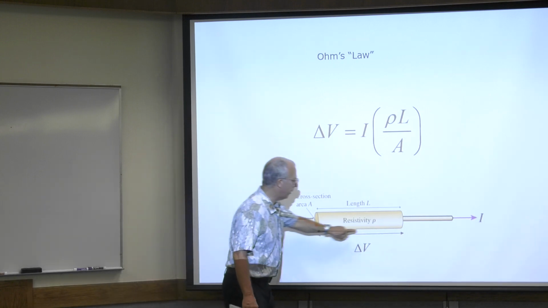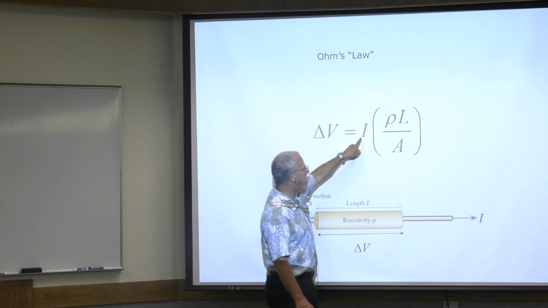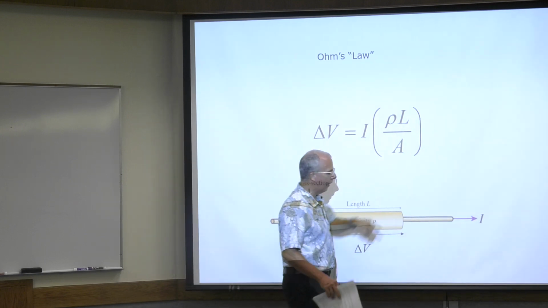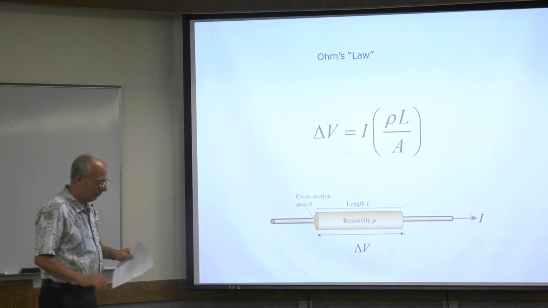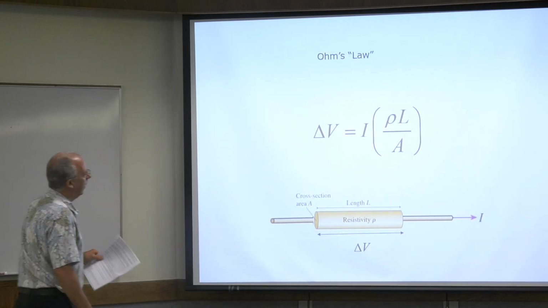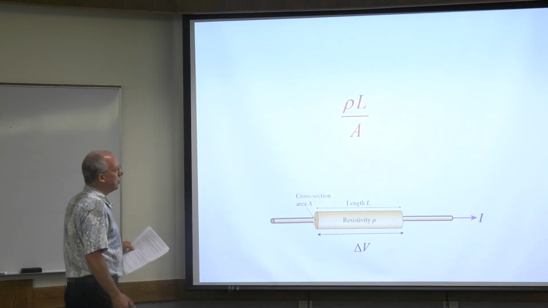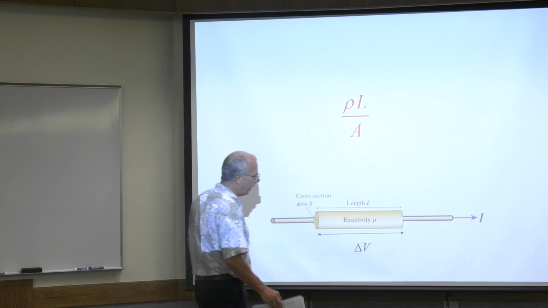So the potential difference, the voltage drop, delta V, equals the current times the resistivity times the length divided by the cross-sectional area. Okay? But we're going to make it simpler. Don't worry. So let's just look at this thing. So think about it.